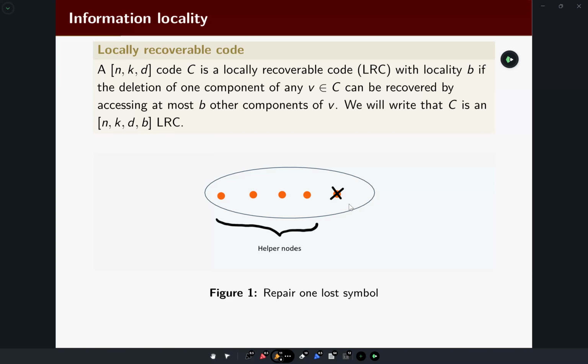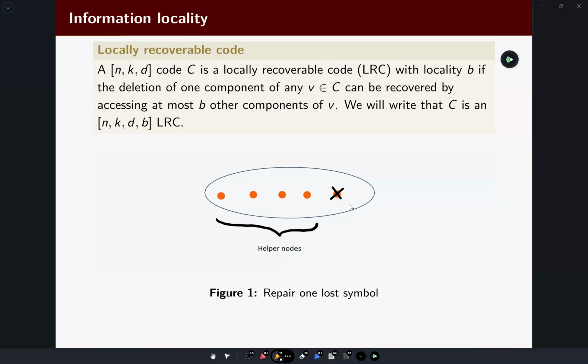So we want to be able to recover one lost information by looking at most other B given neighbors. Okay, in the picture, we have that B equals 4. So any of the 5 dots that we might lose can be recovered by looking at the other 4 elements.